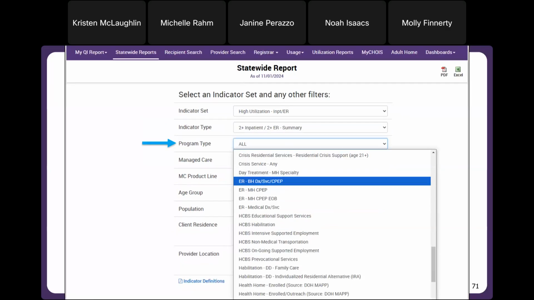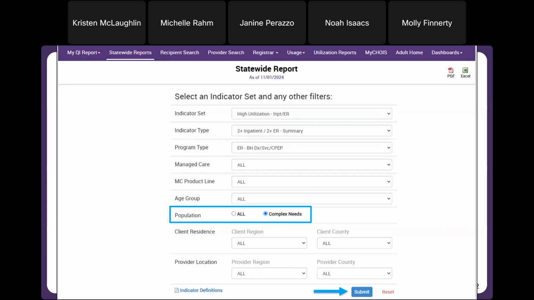If I'm a hospital, maybe I want to compare some of these hospital-related flags to other people who are providing these same services, right? Obviously, people are going to have higher flags for hospitalizations if they're working in a hospital than maybe somebody who's working in a different kind of clinic, right? So now I can compare this report for any other folks that are providing any ER behavioral health or CPEP services. So now I'm running this report like that, and then I can add that complex needs flag.